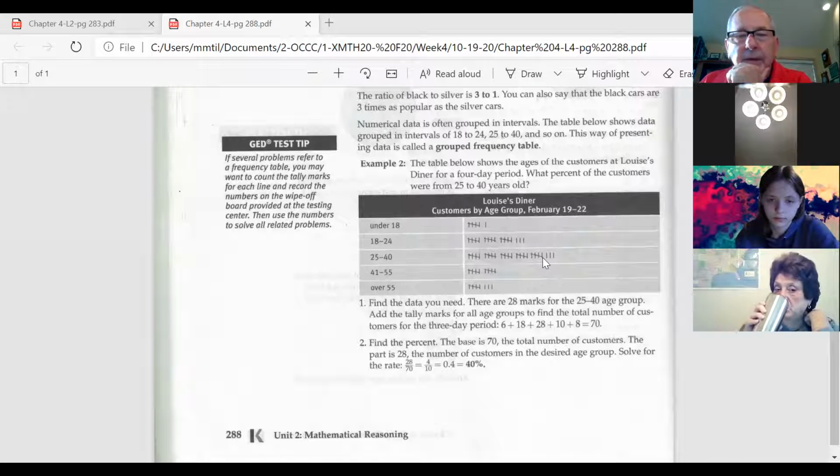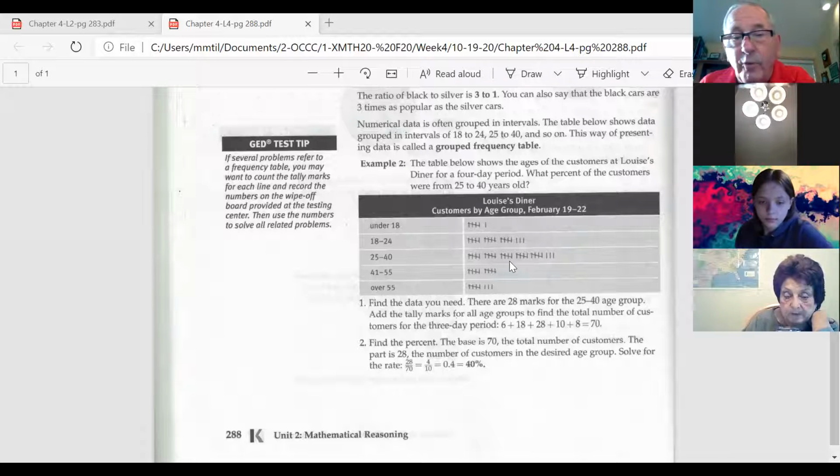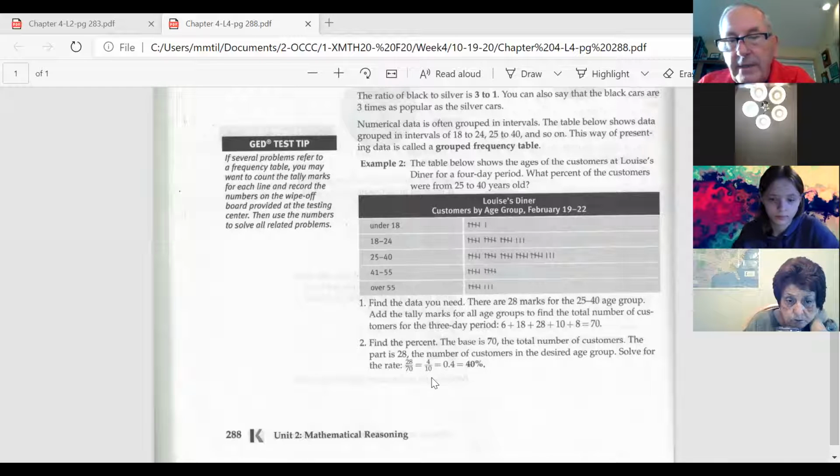28's right, yeah. Okay, the number of customers that were between 25 and 40. So you just take that 28, divide by 70, that reduces down to 4 over 10, which is 0.4, times 100 will be 40% that fell into that category. Right? Does that make sense?